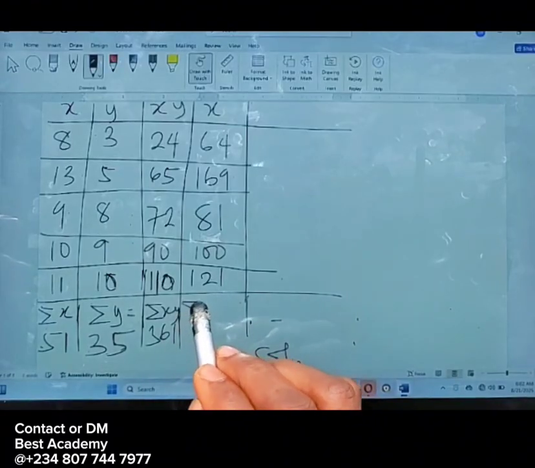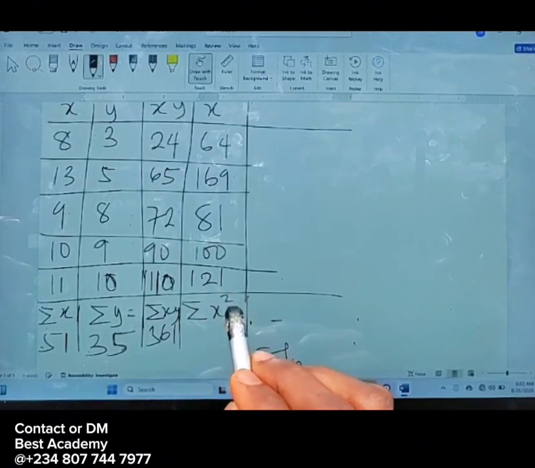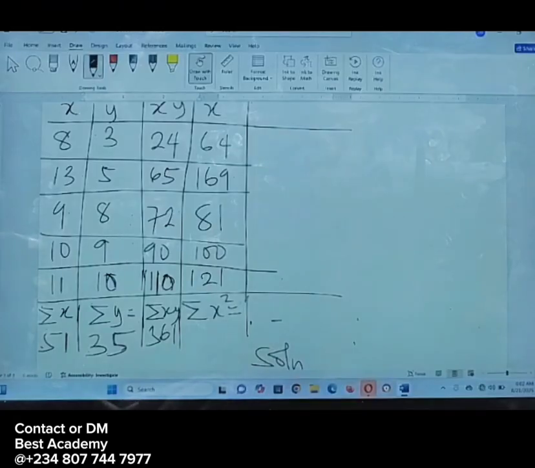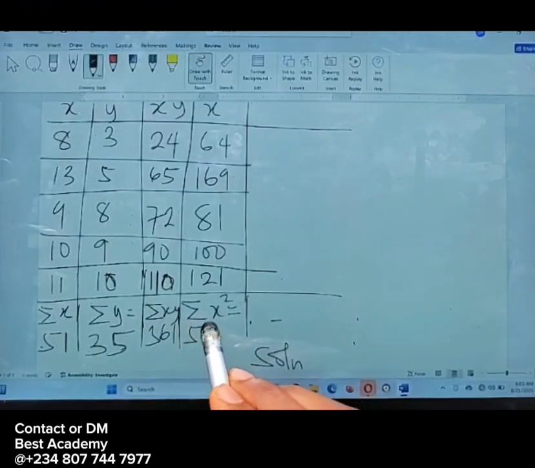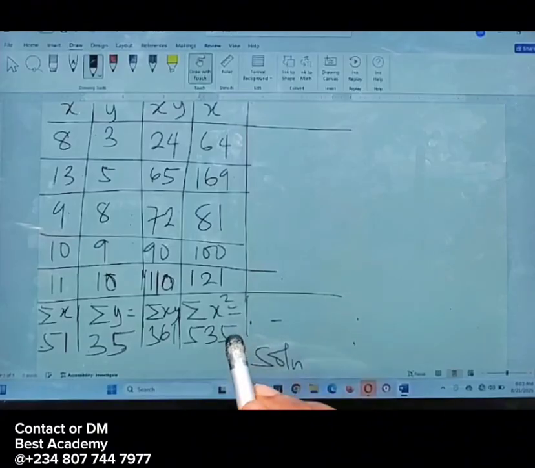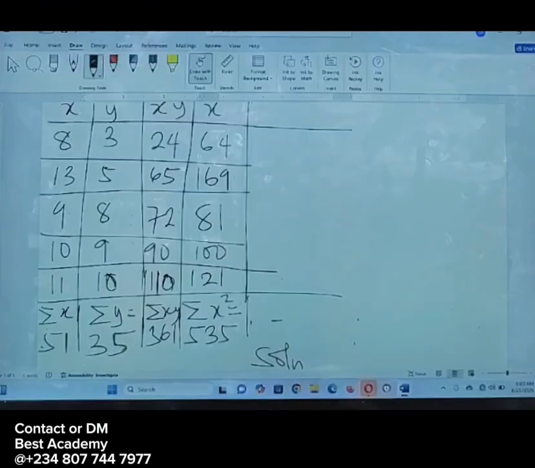So now let's have the sum of s squared. Please take note. The sum of s squared is 64 plus 169 plus 81 plus 100 plus 121. We have this to be 535. So we have gotten the sum of s, the sum of y, the sum of sy and the sum of s squared.